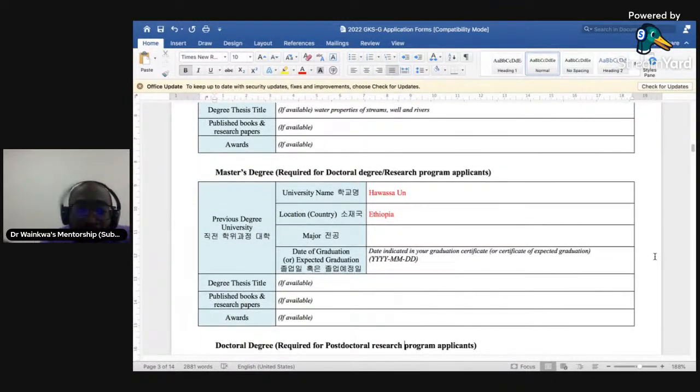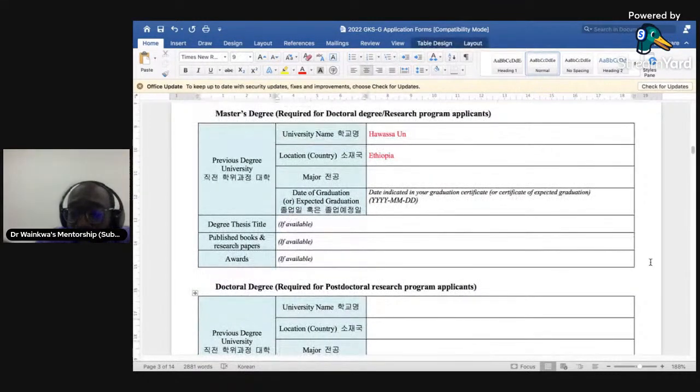For award, of course, I had the Intra-ACP scholarship, which is like Erasmus Mundus, an African Union sponsorship scholarship. For publication, my paper is there on my ResearchGate. If you check, you're going to see one of my papers there. For my doctorate, I'm not applying now, so I cannot fill this part.